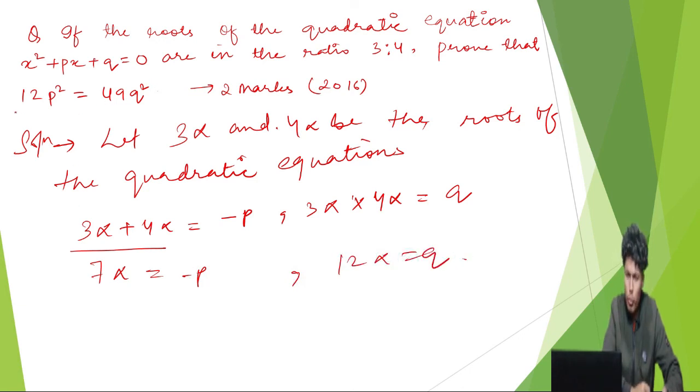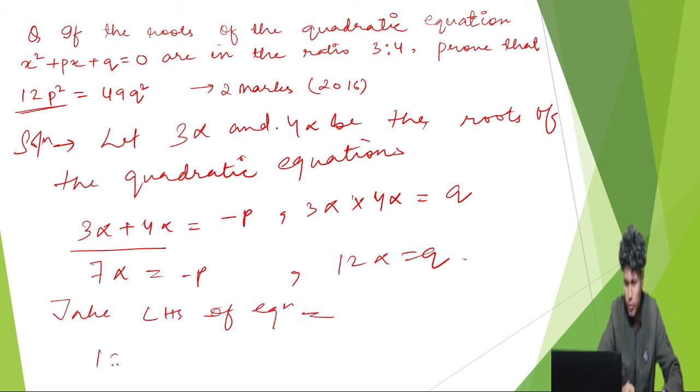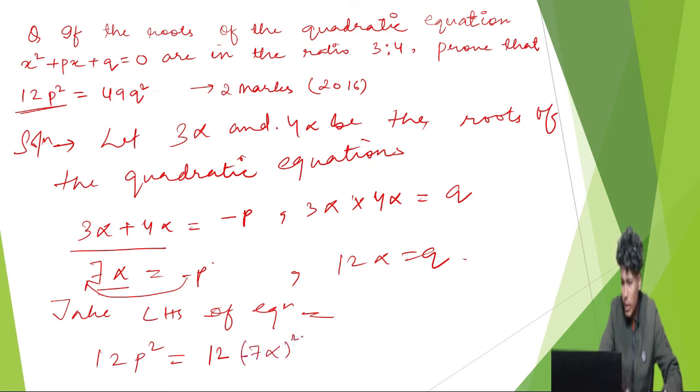We need to show 12p square. So let's take the left hand side of the equation, which is given in the question. So 12p square. Instead of p, you can write 7 alpha. Take this minus sign this side, so it will be easy for you. So 12 times p square, which is 7 alpha square, and 7 sevens are 49.